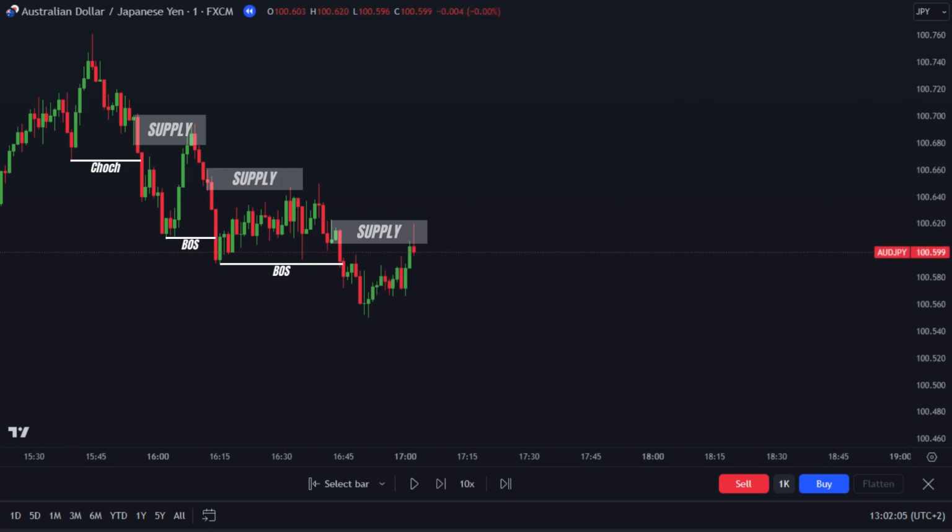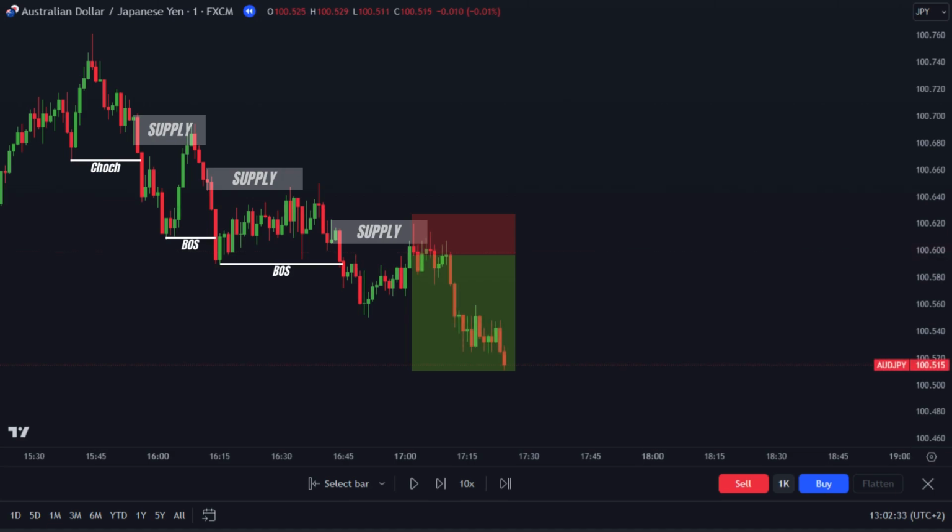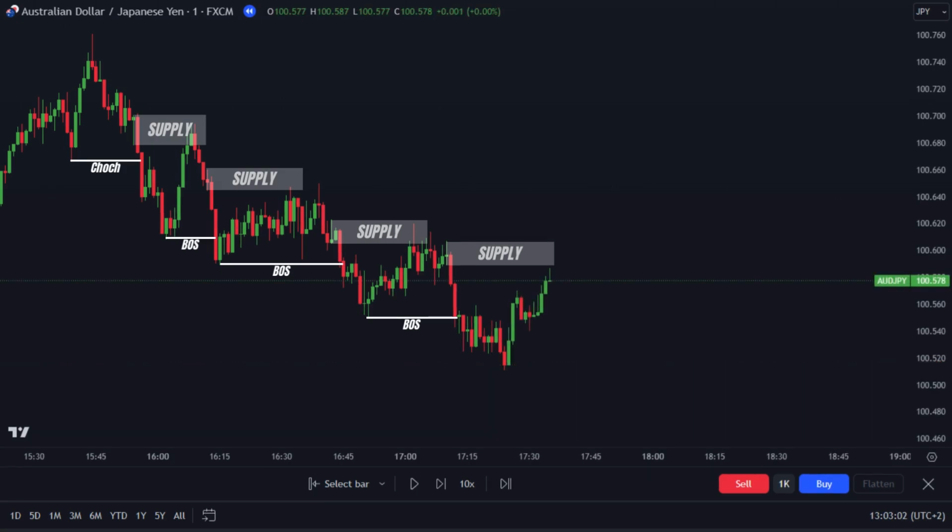Price retested our supply zone, prompting us to place sell orders. However, recognizing that our supply zones are now less reliable due to the progression of the downtrend, we opt to risk less per position. Fortunately, price falls and hits our take profit. With another break of structure and a new supply zone in sight, we await a retracement and retest.